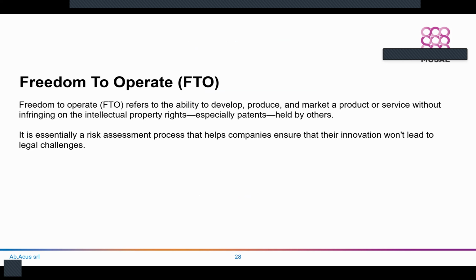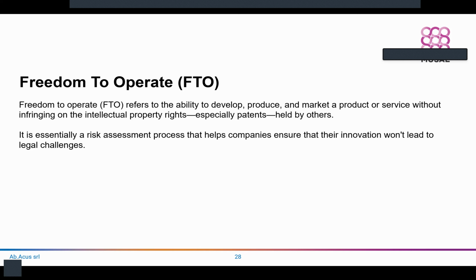Freedom to operate refers to the ability to develop, produce, and market a product or service without infringing on the intellectual property rights, especially patents, held by others. It's essentially a risk assessment process that helps companies ensure that their innovation won't lead to legal challenges. This is a key point. And normally you have to do it at the very beginning of your development process.